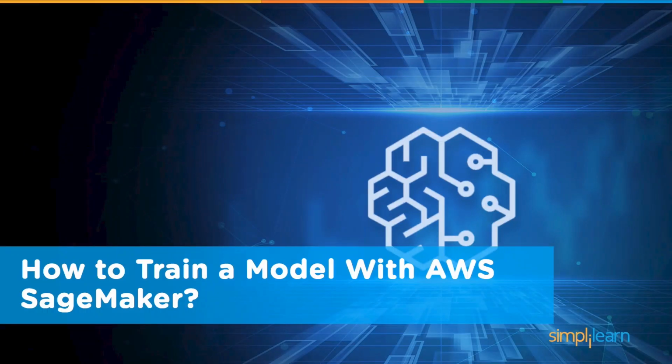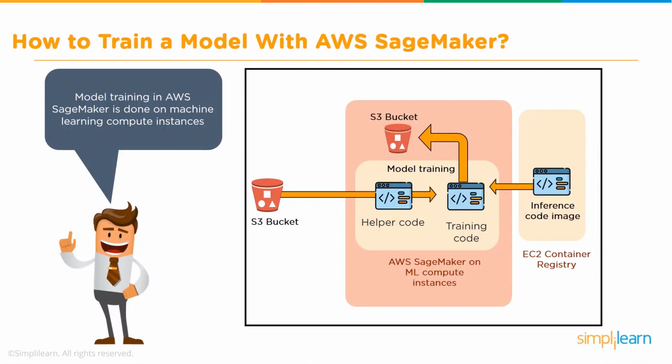Now the other aspect is how we can train a model with AWS SageMaker. So this is basically a flow diagram which shows you how to train a model with the AWS SageMaker. And here we have used a couple of services of AWS to get that done. So model training in AWS SageMaker is done on machine learning compute instances. And here we can see there are two machine learning compute instances used as helper code and the training code. Along with that, we are using two S3 buckets and the ECR for the container registry.